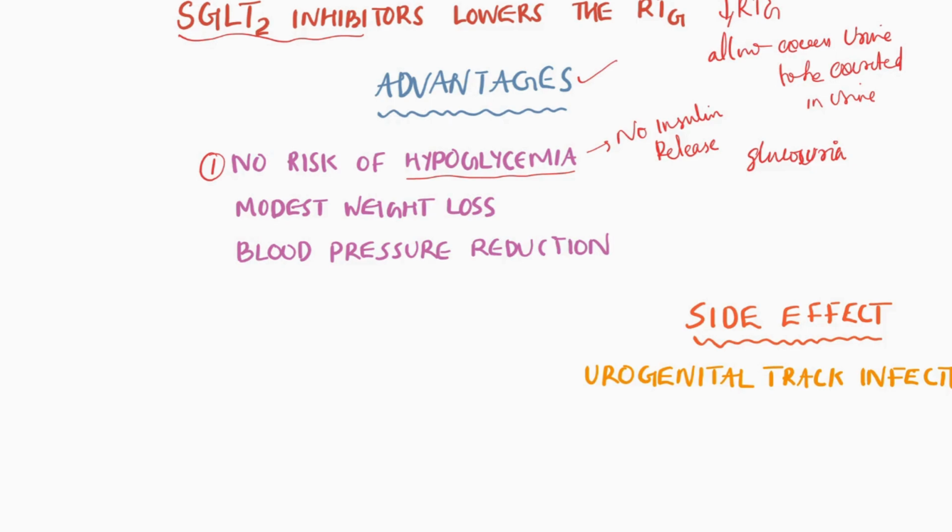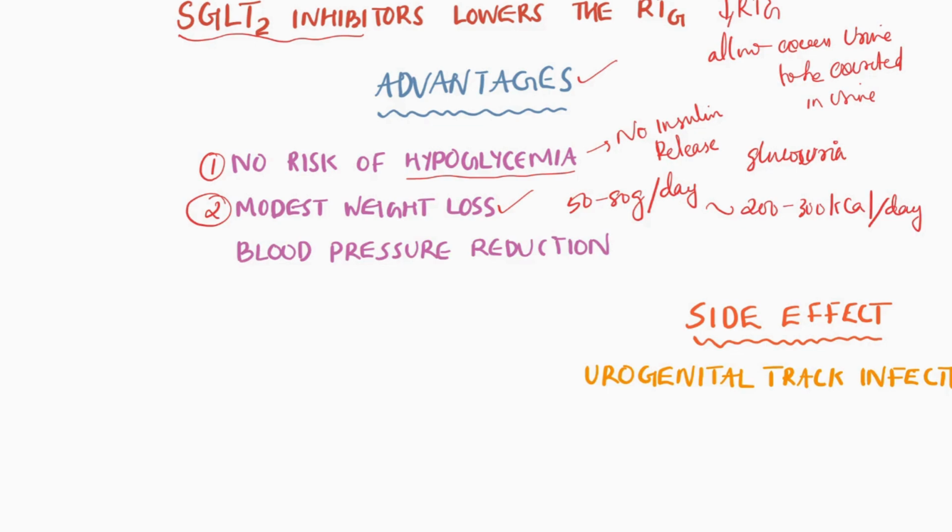So their effect depends on the plasma glucose level, and if blood glucose level is normal or low, less glucose is filtered and excreted. So it does not cause hypoglycemia. The second thing is it has a modest weight loss effect because each gram of glucose lost in urine equals about 4 kilocalories of energy lost. The patient can excrete 50 to 80 grams of glucose per day depending on plasma glucose levels. That's roughly 200 to 300 kilocalories per day of calorie deficit. So in the long term, SGLT2 inhibitors can cause slight weight loss.